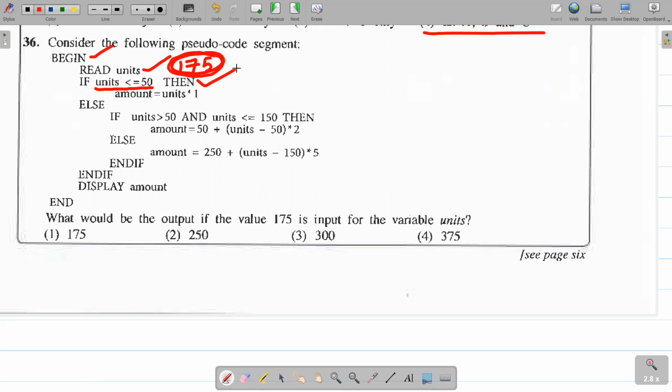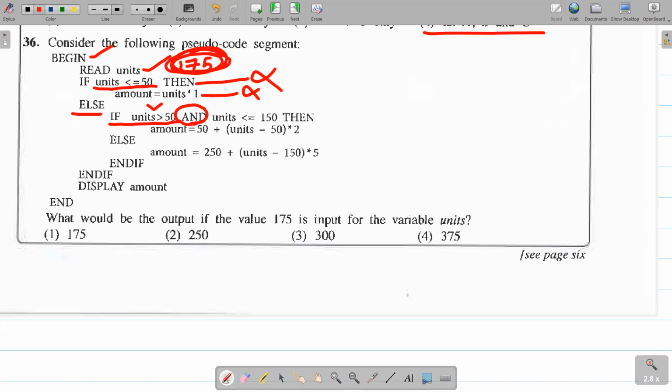Oh, hold on. Yes, it was going wrong. Sorry, people. Right, so this condition, units less than or equal 50. The number of units is 175, which is not less than or equal 50, so it is wrong. So this is not going to happen. It comes to the else part. The else part is asking if units larger than 50. So 175 is larger than 50, so that part is correct.